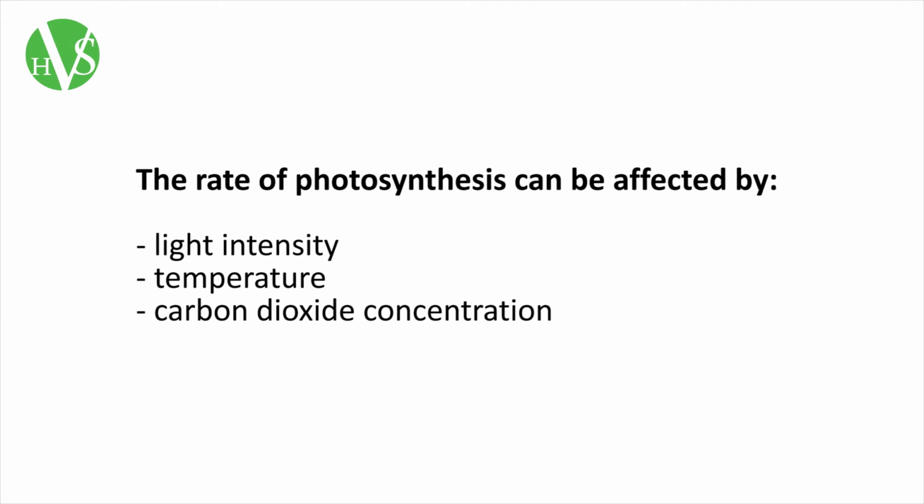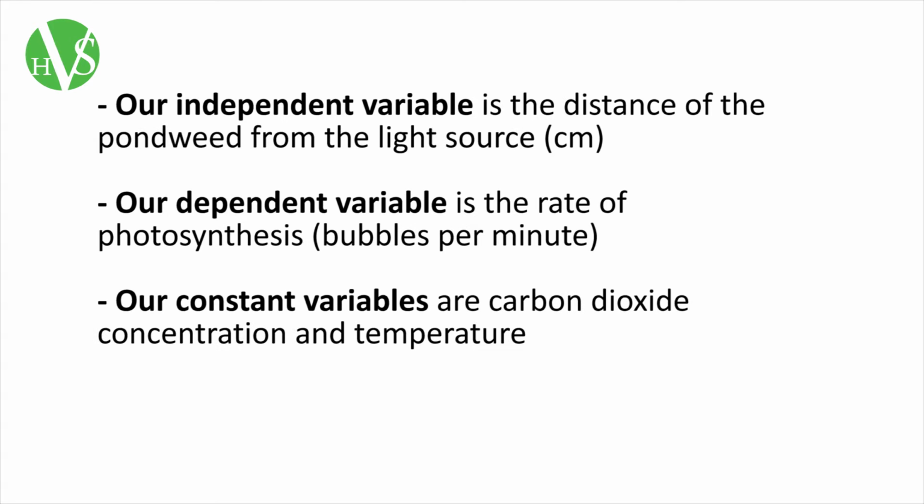The factors that affect the rate of photosynthesis are: 1. Light intensity, 2. The concentration of carbon dioxide, and 3. Temperature. So our independent variable is the source of light. That's what we are changing, the lamp. Our constant variables are temperature and also the concentration of carbon dioxide.